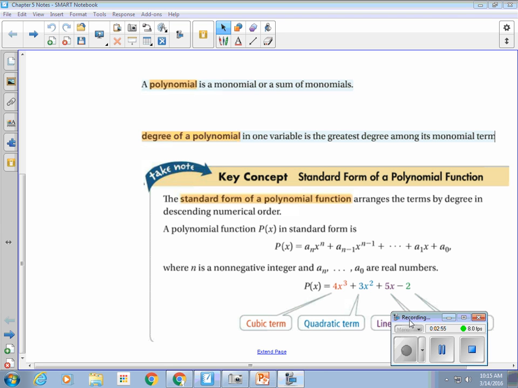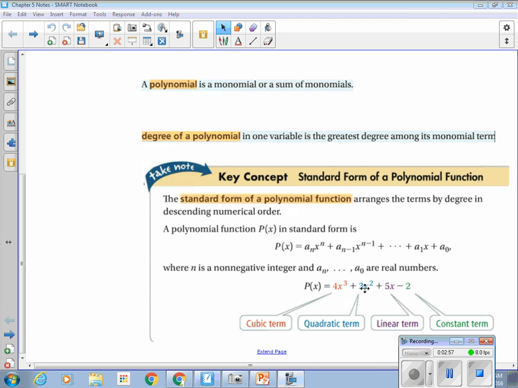Here I do want you to write down the different terms. When you have a 3rd power, it's a cubic. When you have a 2nd power, it's called a quadratic. When you have just a power of 1, or just the x, it is a linear term. And then when you don't have any letters on it, it's a constant term.